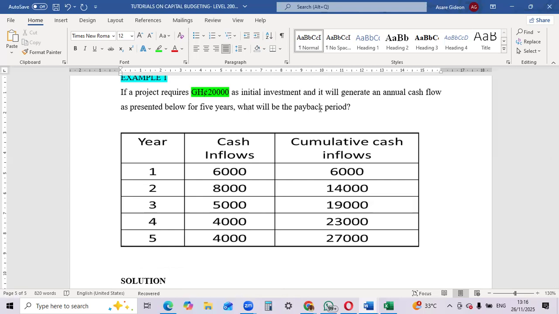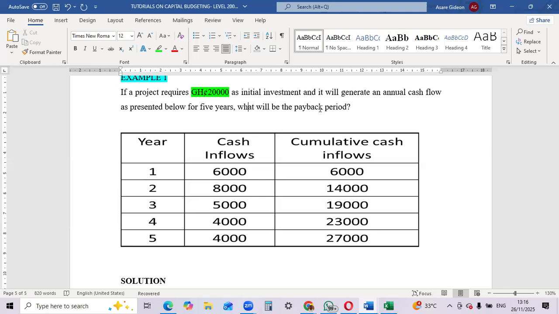So let me explain that. When you talk about equal cash flow, we are saying that the amount that you are going to receive for year one is going to be the same thing for the subsequent years. For instance, if at the end of year one we are receiving 6,000, it means that it's going to be 6,000 throughout the number of years. So year one, 6,000, year two, 6,000, year three, 6,000. That is even cash flows or equal cash flows, right?